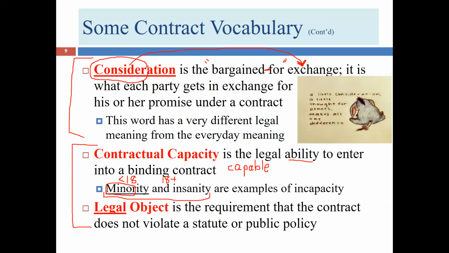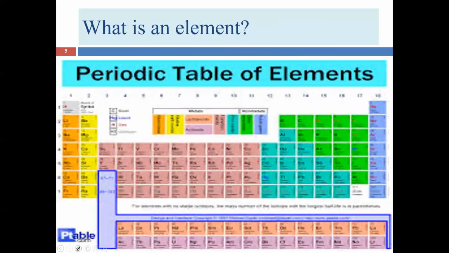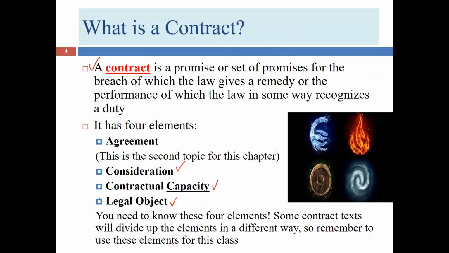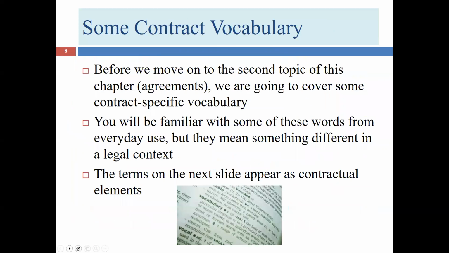If it's a contract to sell unlawful drugs, or maybe it's a gambling contract in a jurisdiction that does not permit that type of gambling, or perhaps it's selling a kidney, or it's prostitution or something like that. No matter how many I's are dotted and T's are crossed, no matter whether everything else is present, if we don't have a legal object, the courts are not going to enforce that contract.